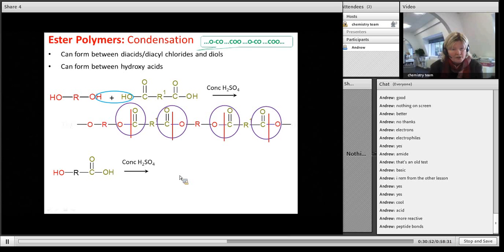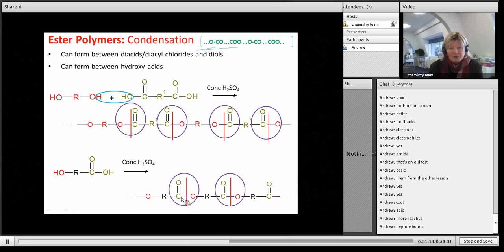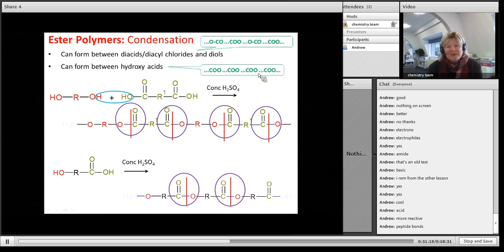In the second case, a hydroxy acid. So here I've got a molecule with a carboxylic acid group and an OH. And I use my conc sulfuric acid because I'm removing water, that OH with that hydrogen. Now have a look here. If I break it up, then can you see first of all I have C double bond O, O, C double bond O, O, C double bond O. So it's not alternating, it's all the same. That means I've used a hydroxy acid.